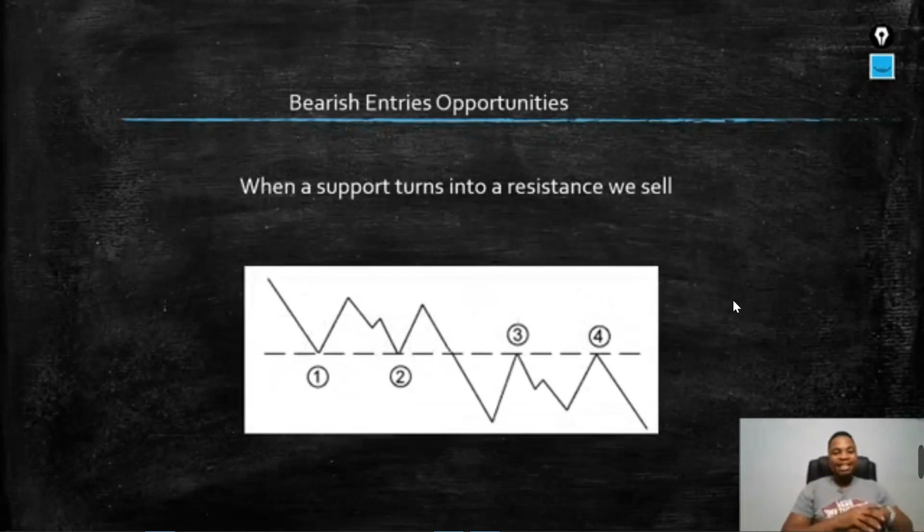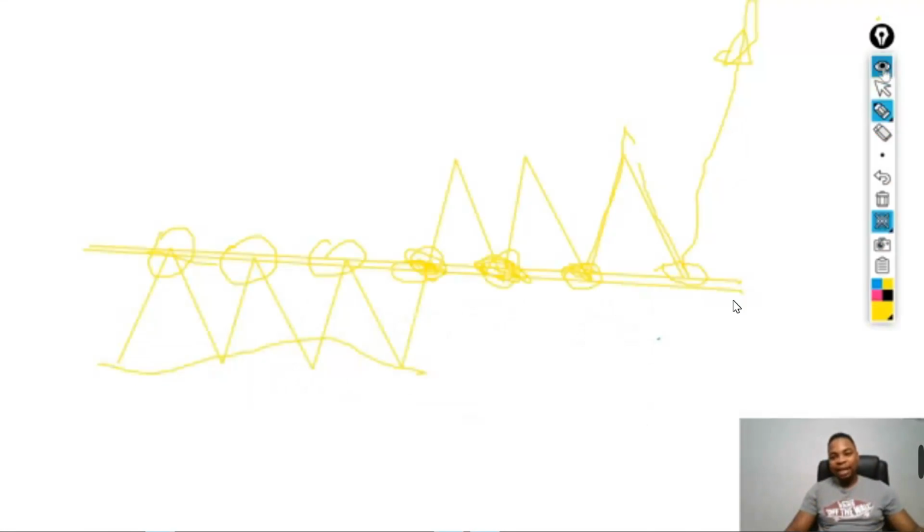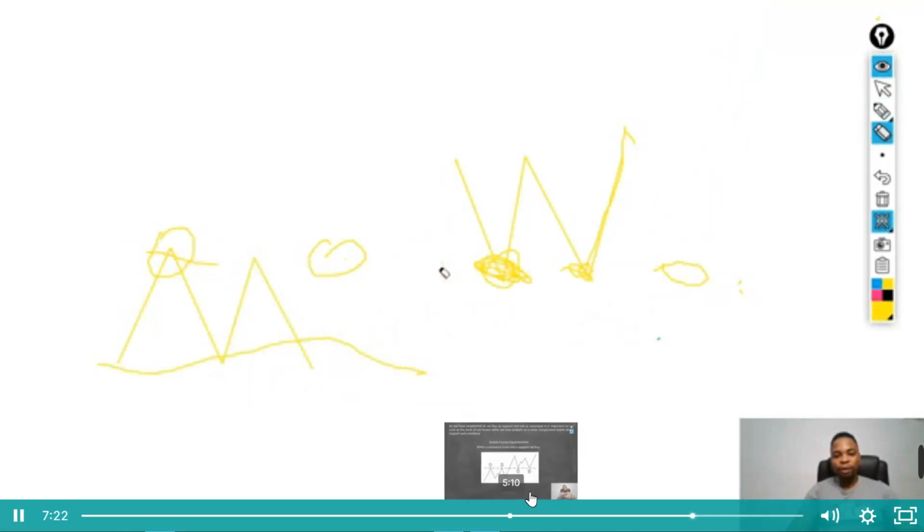So for bearish entry opportunities, it's more or less the same, but it's not the same. You have to also have this strategy in point. When a support turns into a resistance, we sell. So in this case, it's mostly in a downtrend. It's no longer the same as the previous one, where it was an uptrend. We were going up on the previous one, but on this one, it's more of a downtrend.